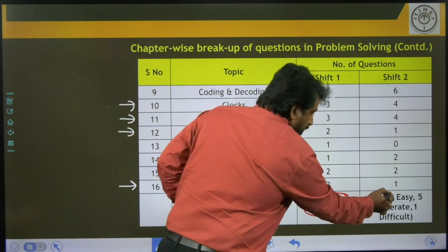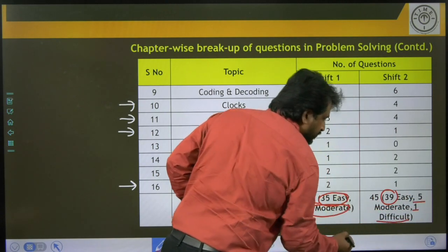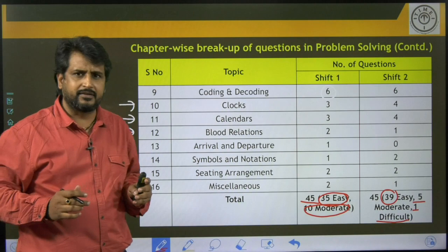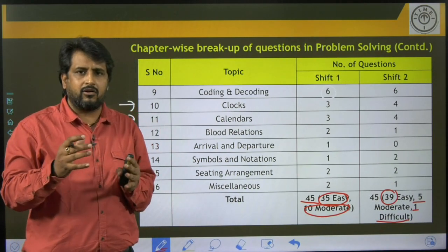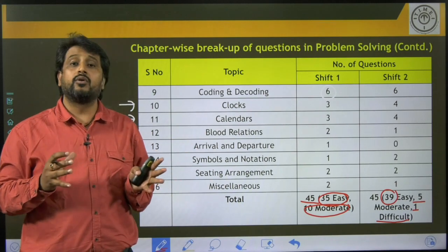And in another slot, 39 questions are easy, 5 are moderate, 1 difficult question is given. Only 1 difficult question is given. I mean, to crack that logic it will take some time. That too, that 1 difficult question is given in the coding and decoding area.